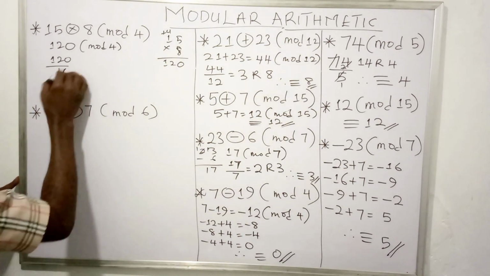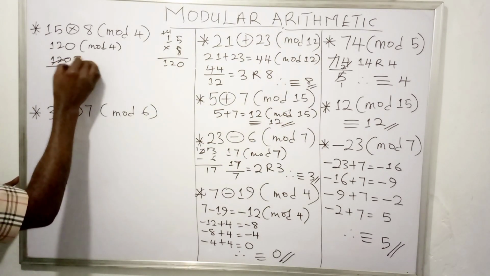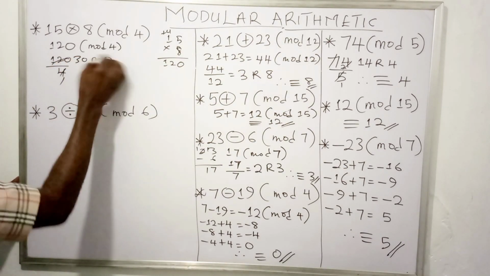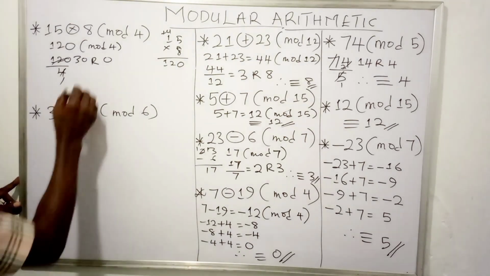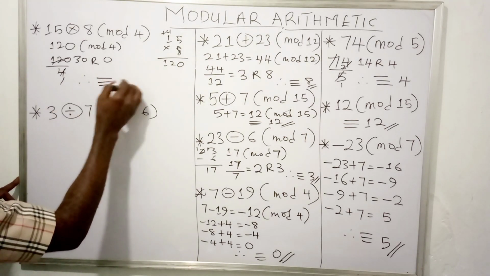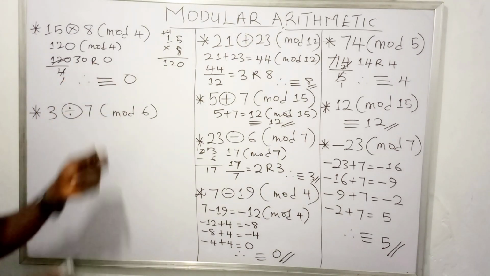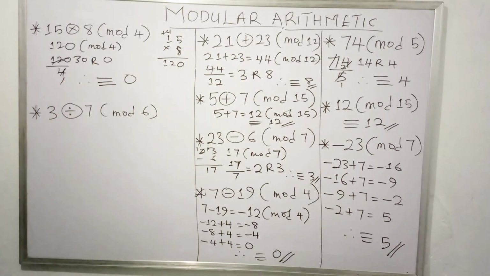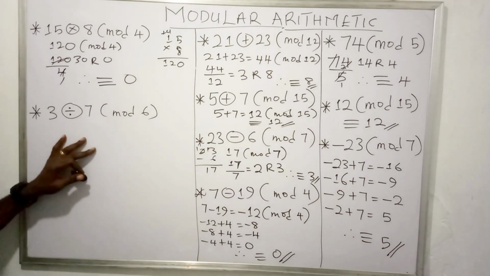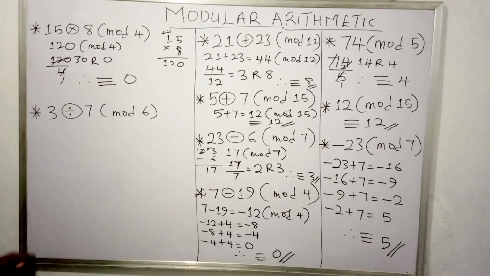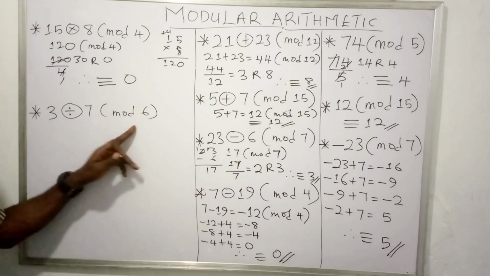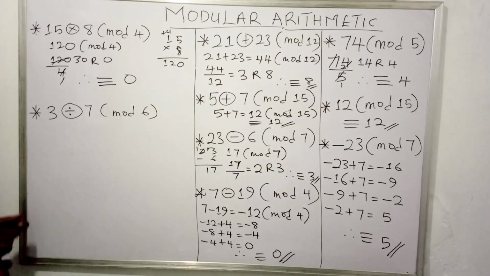When we do that, we have 30 with a remainder of 0. So therefore, the solution here is 0. Remember, it's the remainder that is the answer to every one of these problems. Now let's get to division. We have 3 divide 7 mod 6.